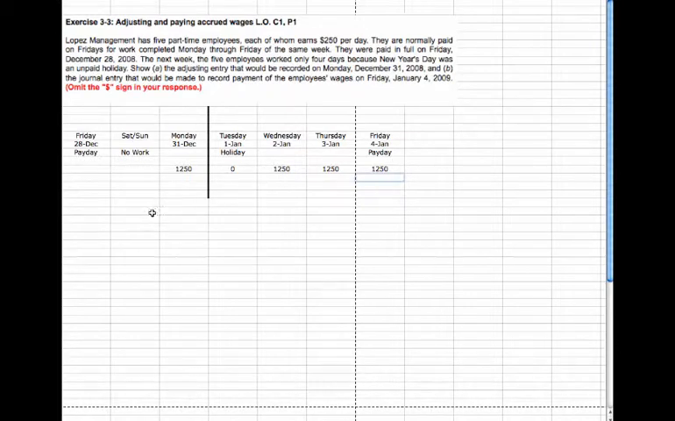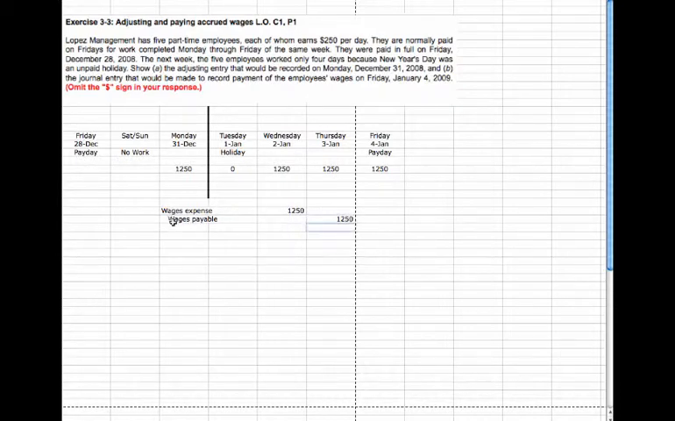The journal entry we have to first recognize is this: even though we don't pay the employees on Monday, December 31st, because we're on an accrual basis, we have to accrue the salaries expense, or the wages expense, for this 1 day of work done on December 31st. So we need to make a journal entry where we recognize the wages expense for $1,250, and we have to recognize that we owe the money to our employees. So wages payable for $1,250.